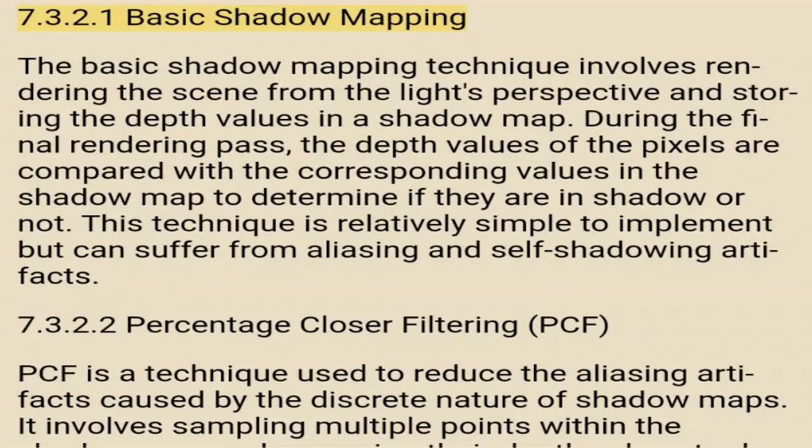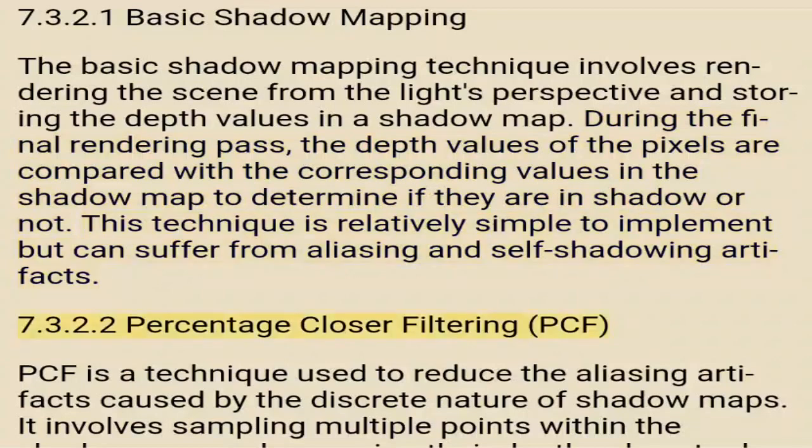7.3.2.1 Basic Shadow Mapping. The basic shadow mapping technique involves rendering the scene from the light's perspective and storing the depth values in a shadow map. During the final rendering pass, the depth values of the pixels are compared with the corresponding values in the shadow map to determine if they are in shadow or not. This technique is relatively simple to implement but can suffer from aliasing and self-shadowing artifacts.